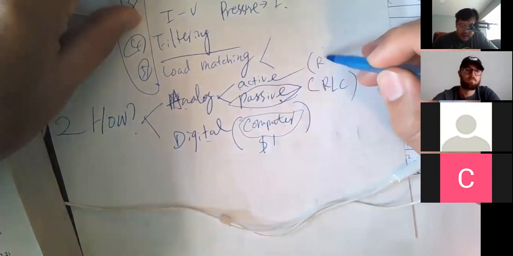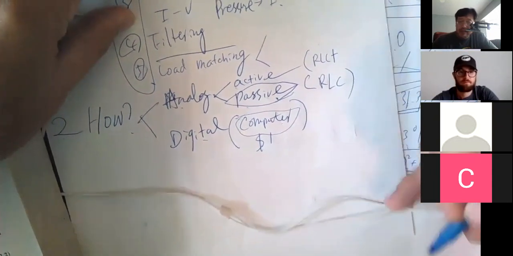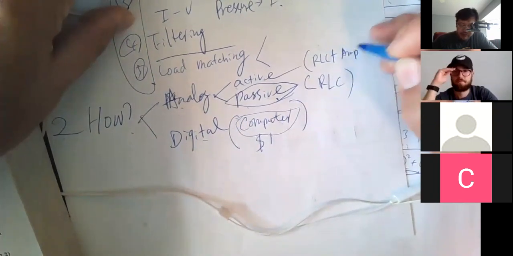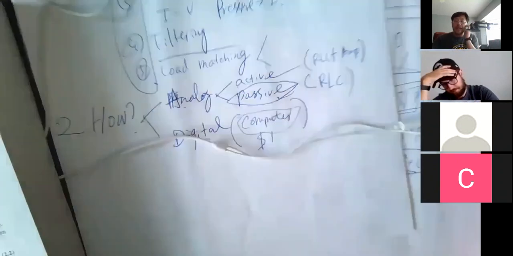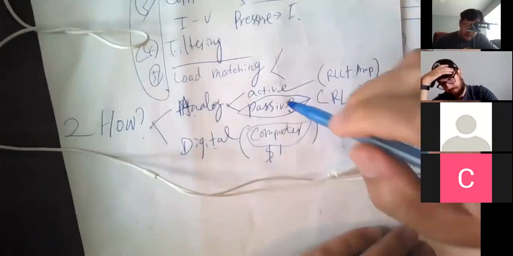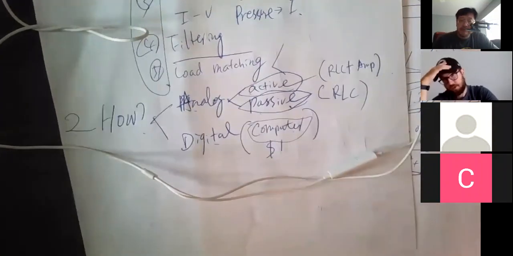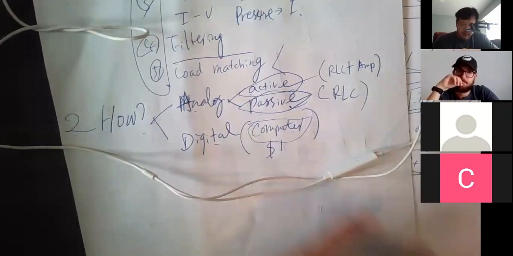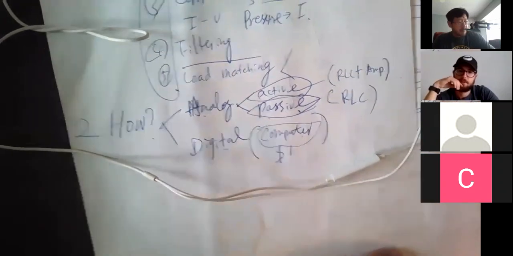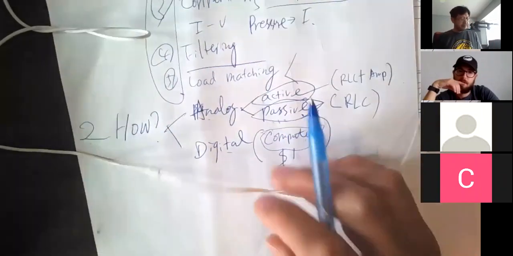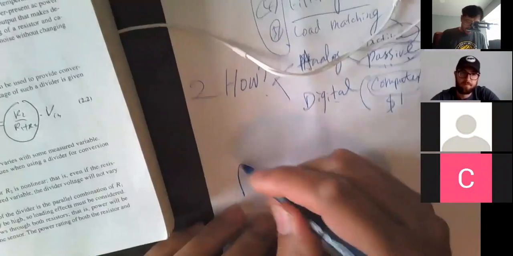Active means RLC plus a very important component called an amplifier. So we added an amplifier, which makes a huge difference. So this is much better. With the amplifier, the majority of our signal conditioning will be active. But we start with simple, start with passive.